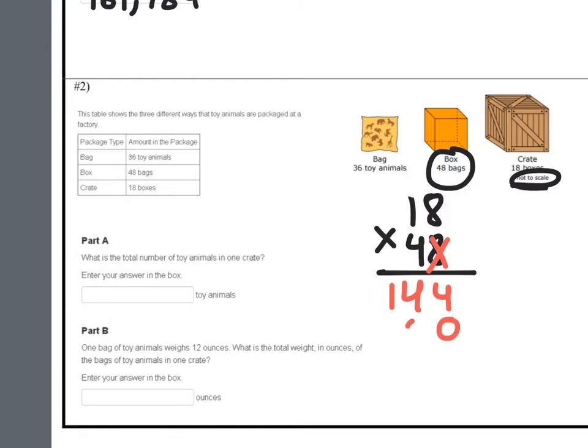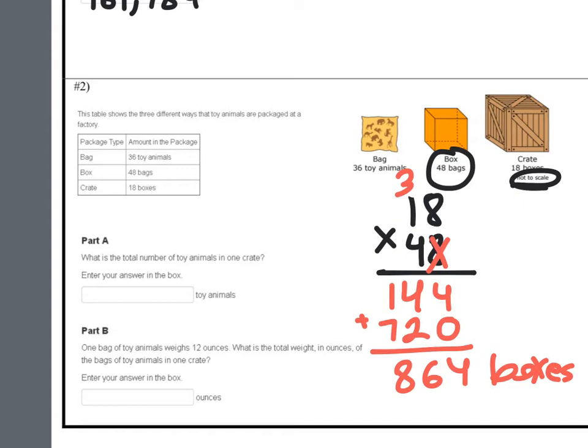4 times 8 is 32, carry the 3. 4 times 1 is 4, add 3 makes 7. Add these up. We know that we have 864 bags. So once again, what I did was I know that in one crate it can hold 18 boxes, and then in a box you have 48 bags. So I did 18 times 48 to give me 864.